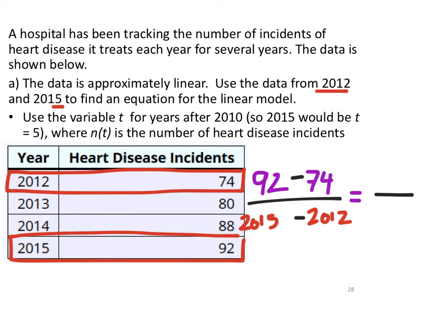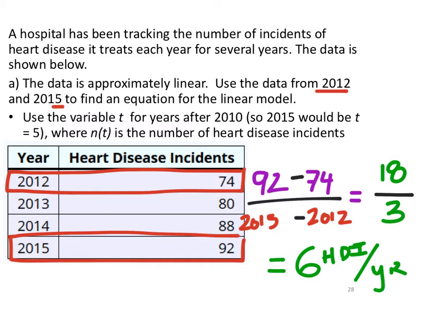So calculating this, we'll keep it as a fraction. Let's see, 92 minus 74, it should be 18, right there. And 2015 minus 2012 is 3 years, right? And of course, this is going to be simplified into just 6 heart disease incidents per year.